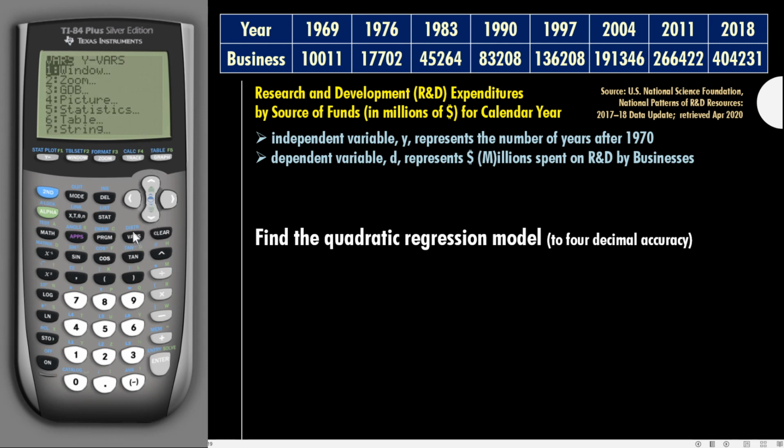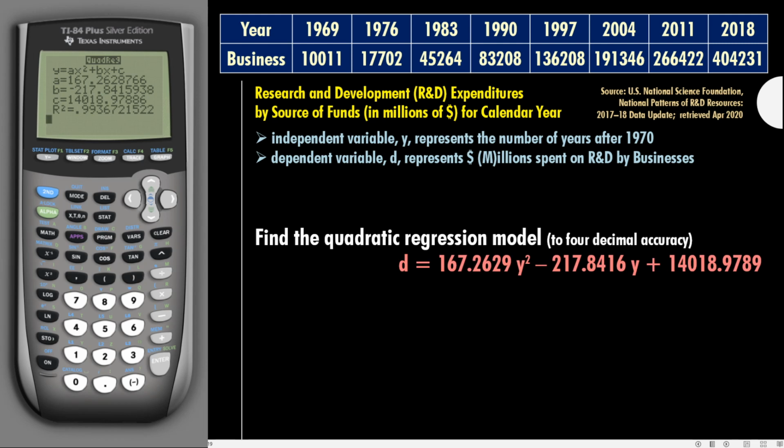We're going to store this equation again by going to Y-Vars and Function, and we'll store it into Y3. I'll go ahead and hit Calculate, and you'll see that I get an A, a B, and a C. And if I just plug those numbers in the way you see it in the template right over here, then you would be coming up with the following quadratic regression model: D equals 167.2629y squared minus 217.8416y plus 14,018.9789.